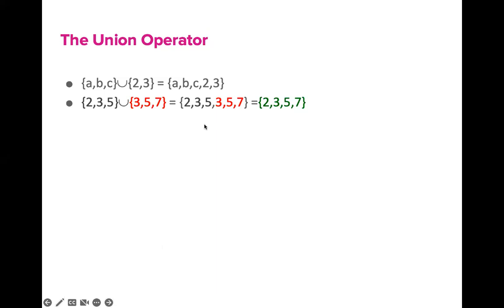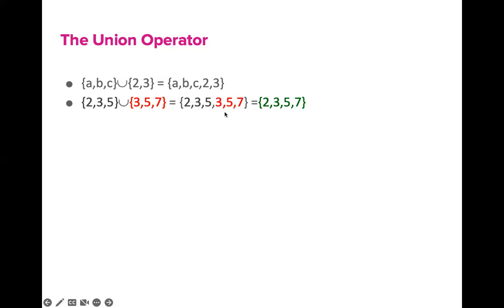All right, so now we have these examples. Taking the union of these two sets, {a, b, c} and {2, 3}, the result would be a set containing a, b, c, 2, 3. Now, taking the union of the set containing 2, 3, 5 and the other set 3, 5, 7, let us combine it in only one set. So it will result in 2, 3, 5 from the first set and 3, 5, 7 from the second set.